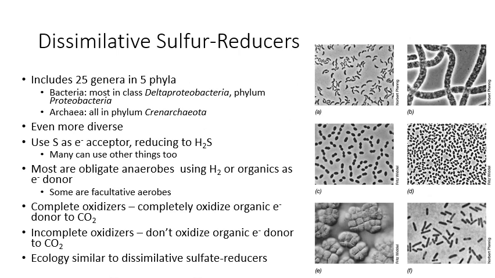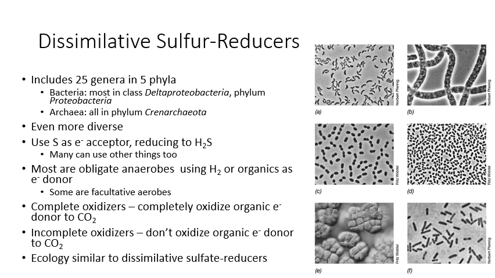Then you have the dissimilative sulfur reducers. Those are quite common. The main difference is that the sulfate reducers reduce sulfate to hydrogen sulfide. The sulfur reducers reduce sulfur to hydrogen sulfide. There's not quite as many genera of the dissimilative sulfur reducers. There's 25, and again in 5 different phyla.